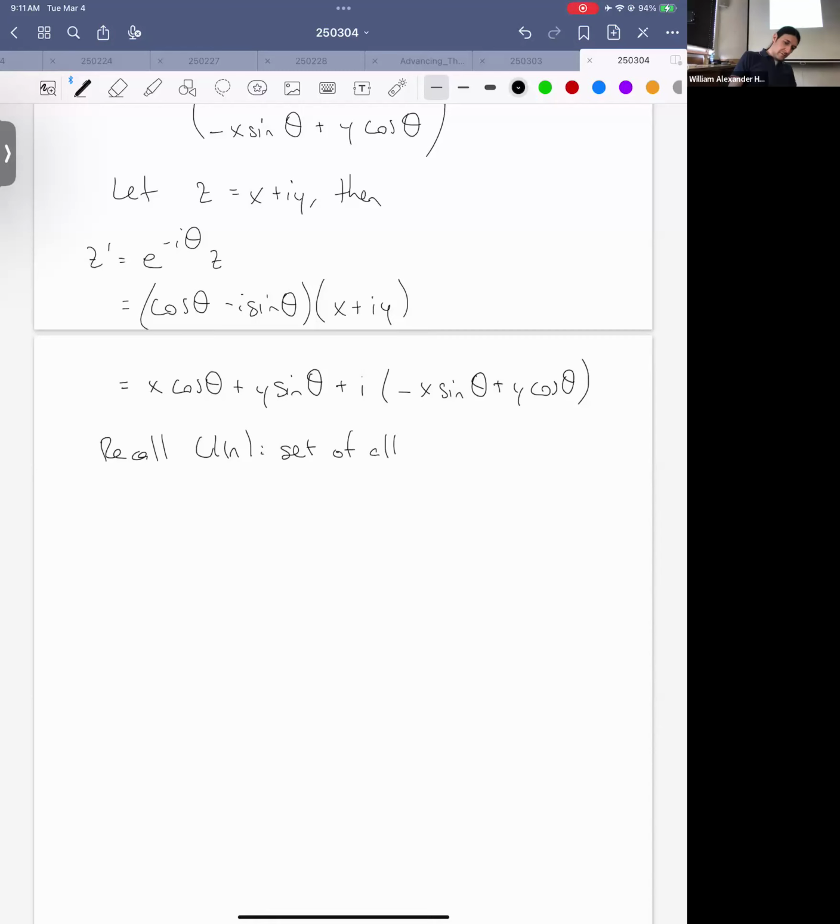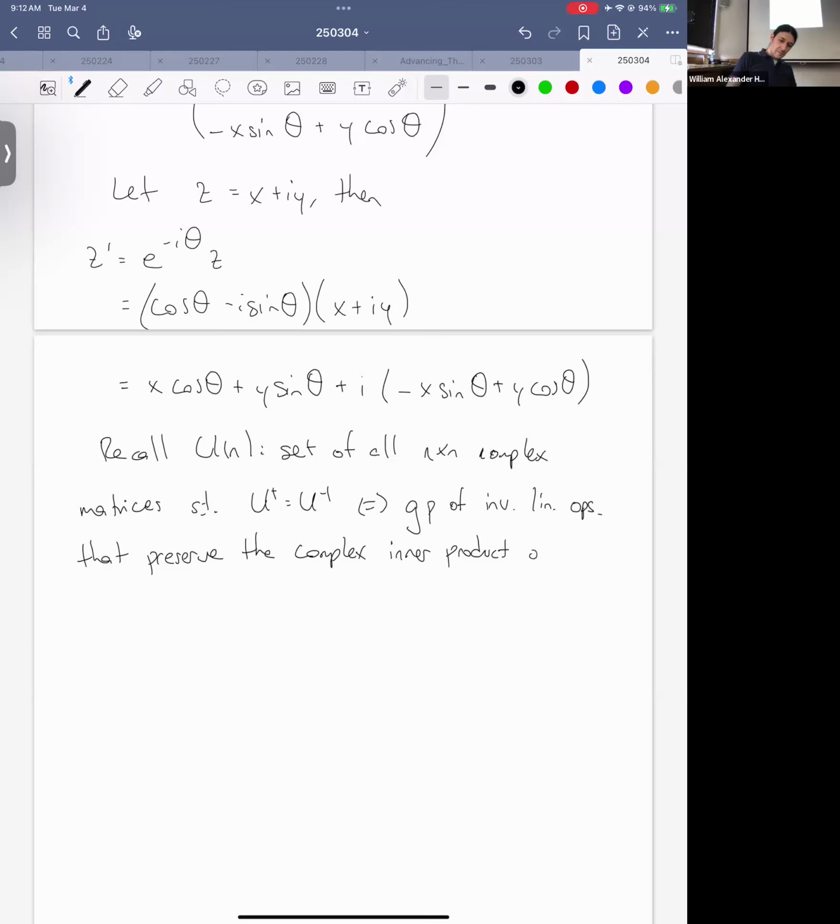So it's the set of all n by n complex matrices such that U dagger equals U inverse. That's one definition. And that's equivalent to the group of invertible linear operators that preserve the complex inner product on an n-dimensional complex vector space. So in some sense, it's a natural generalization of the SONs, or really the ONs, which preserve the inner product on a real Euclidean vector space.